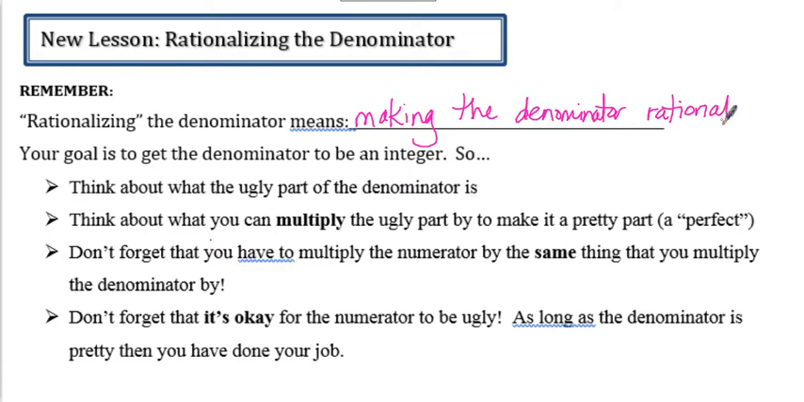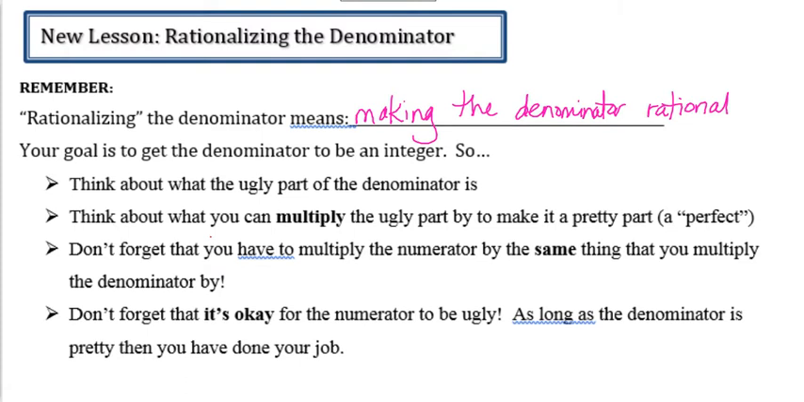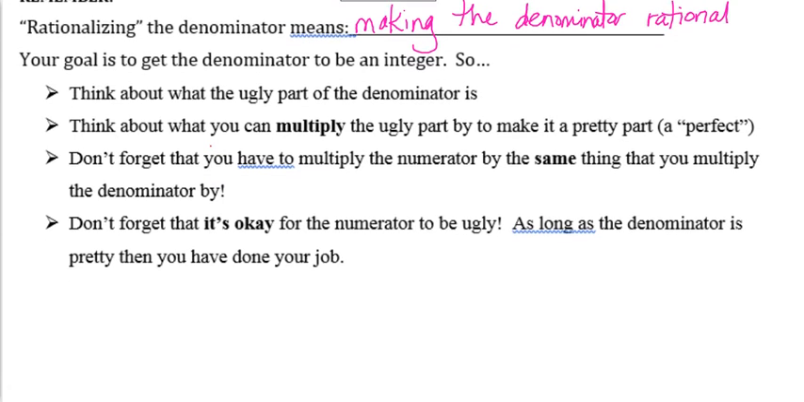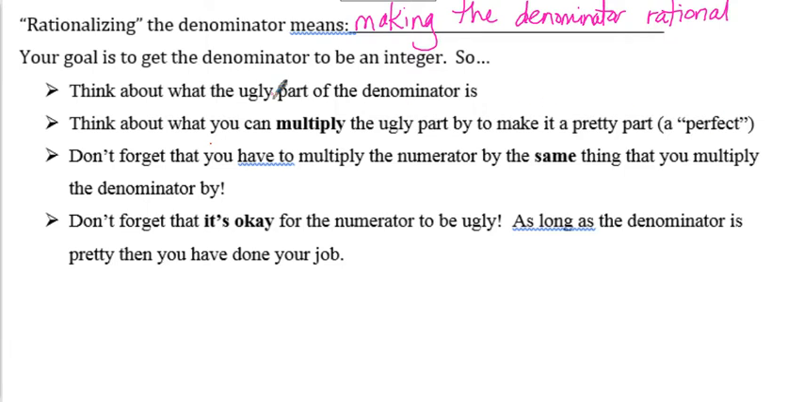And you not only have to do it for imaginaries in the denominator, but you must also do it for your radicals. So here's some layman's terms with the steps that you need to do. So think about the ugly part of the denominator, or the radical part of the denominator. So sometimes it's a square root of 5, or a square root of 2, or a square root of 11.